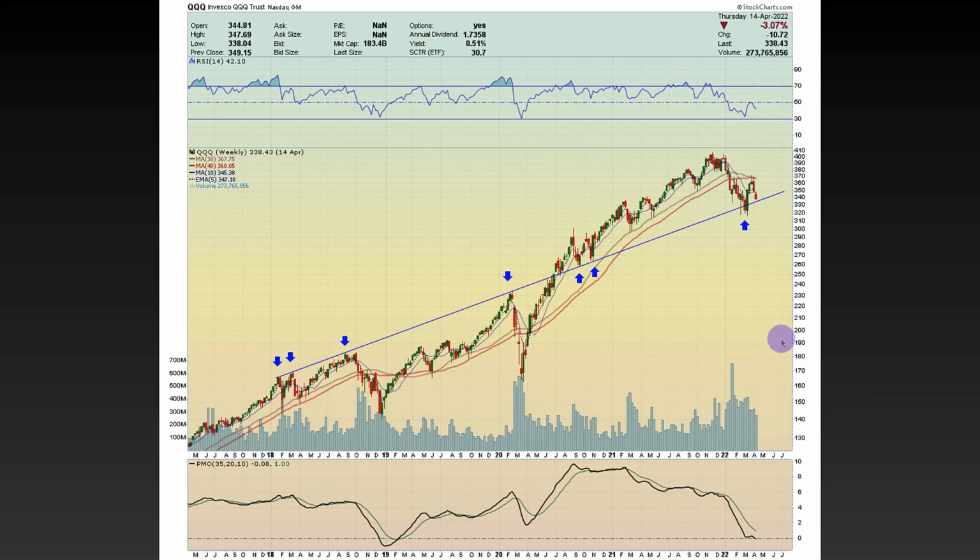If you take a look at the Qs, very same situation, right? Trend line, all this resistance, then it turned into support again. Now you're starting to see those moving averages start to flatten out, decline, and start to cross over. The bulls are still holding the trend line right now, but it's something to be very mindful of, right?